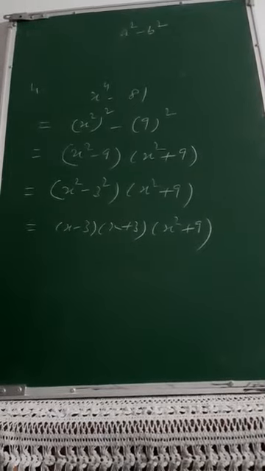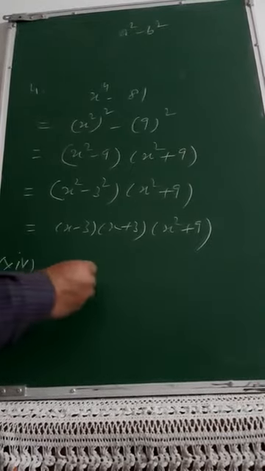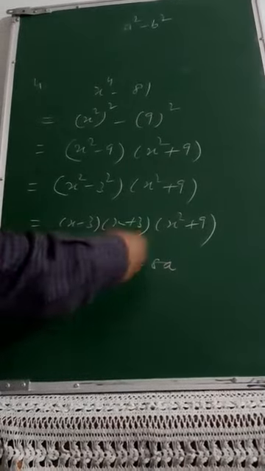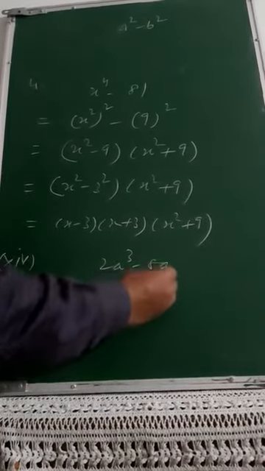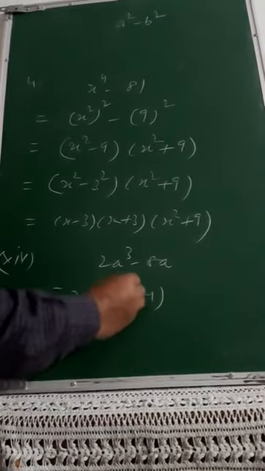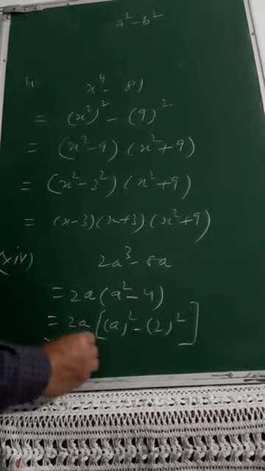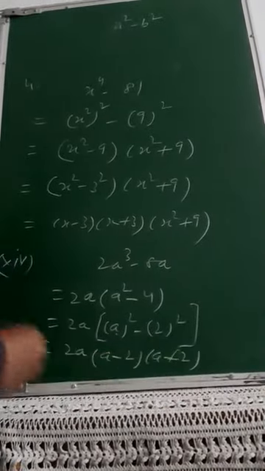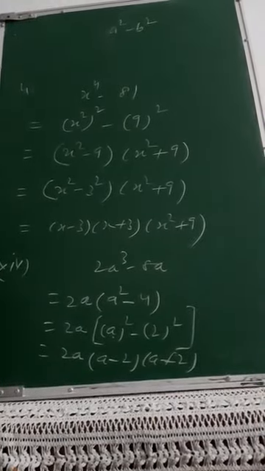So the others I have already solved for you. 14th, if you want to see, again I will give you the hint, it is 2a cube minus 8a. Both are not the perfect squares, so I have to take something common here. So you can take 2a common. What is left there? a square minus, when you take this, only 4. So now inside the bracket, a square itself is the square of a and 4 is the square of 2. So what happens? 2a into a square minus b square, a minus b into a plus b. So here you can leave your answer. So that's all about your question number 4.